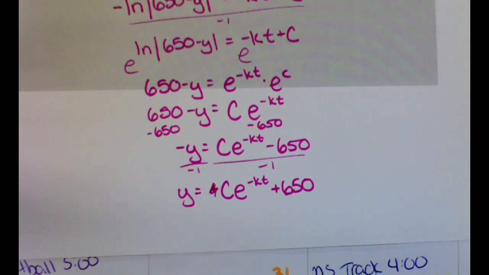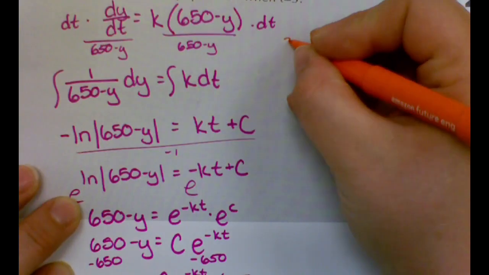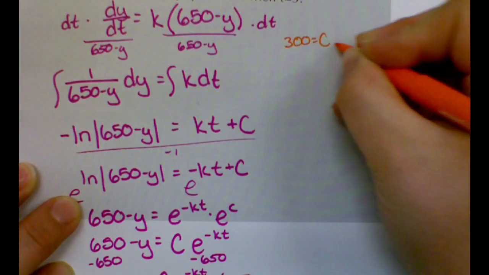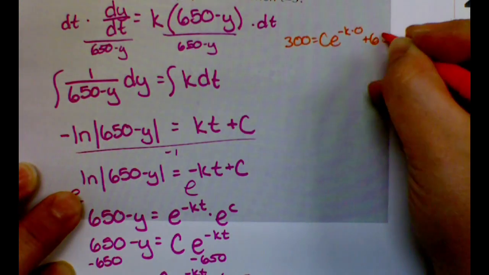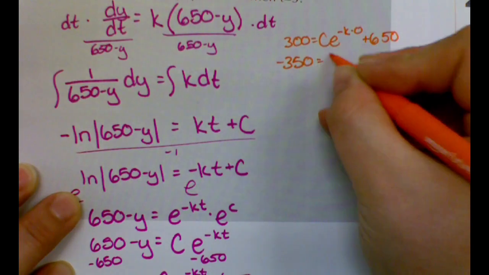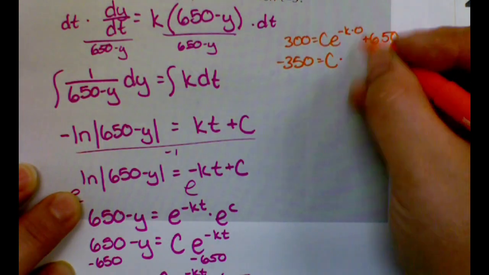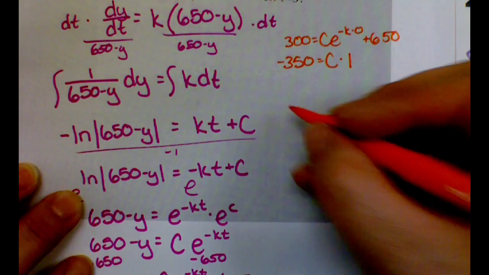All right, now we get our initial conditions out. When t is 0, the population is 300. Now this one's not quite as simple as c is 300. So, go up on the side here. When t is 0, y is 300. 300 equals c e to the negative k times 0 plus 650. We subtract 650. C times e to the 0 power is 1. C is negative 350. There we go.